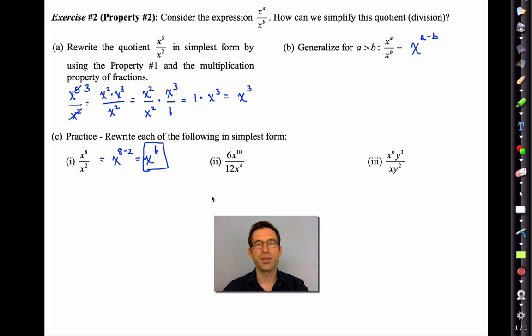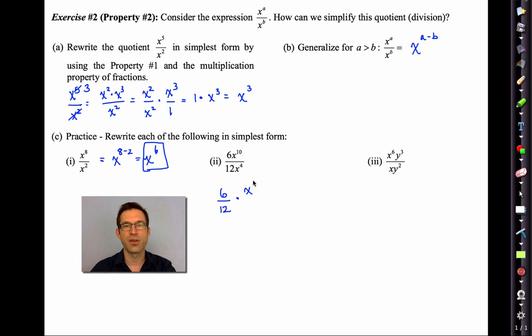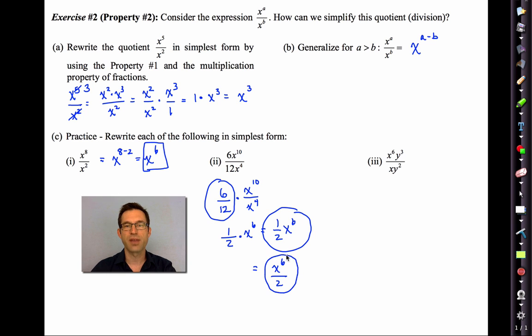That's no problem. When we have something like this, 6x to the 10th divided by 12x to the 4th, it's good again to use that multiplication property of fractions to actually, if you will, unmultiply this. To look at it as 6/12 times x to the 10th divided by x to the 4th. We should all feel comfortable with the fact that that's 1/2, and then this is x to the 6th. So we could either leave our answer as 1/2 x to the 6th, or x to the 6th divided by 2. All depends on how we want our final answer to be left.